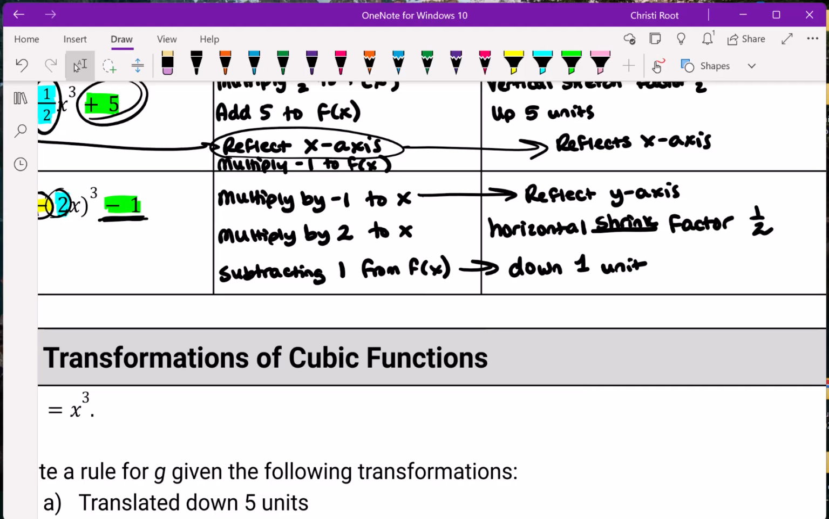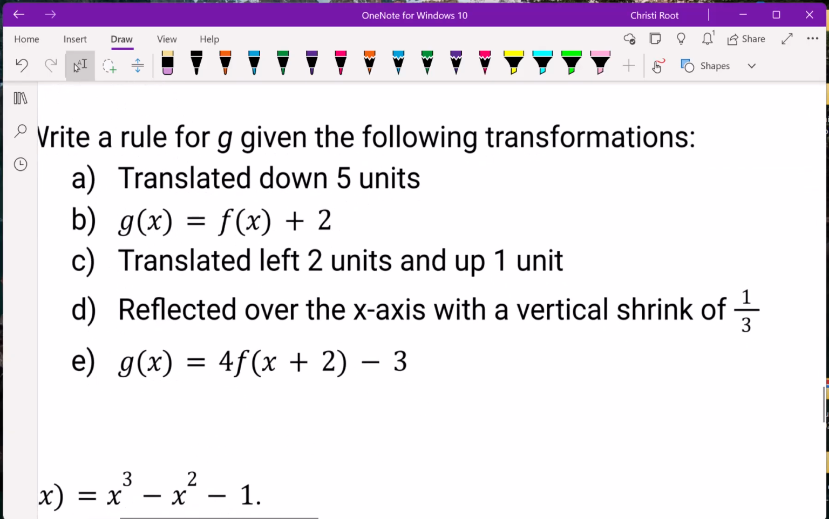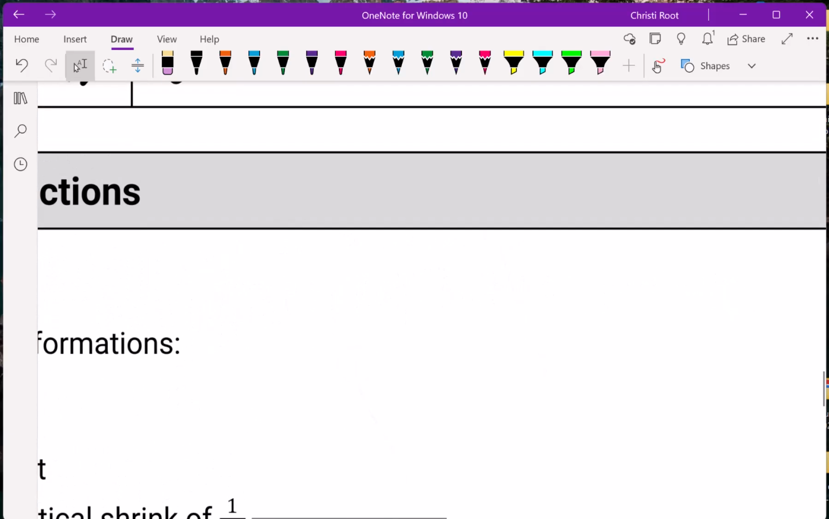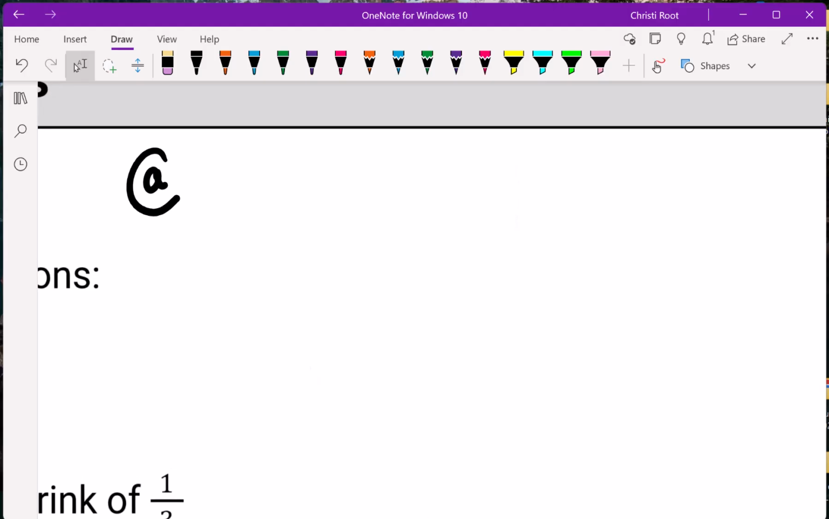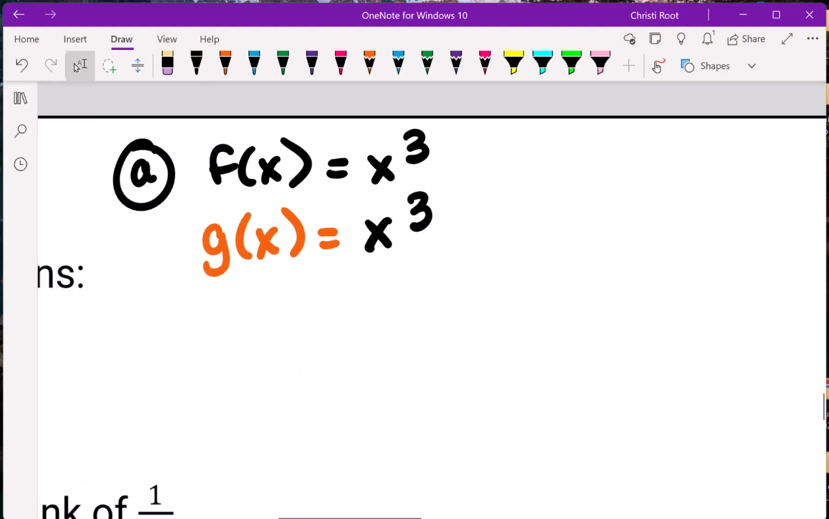Okay, it is a lot to remember. It really is. And I have to think about it. So now we're going to go backwards. Starting with A, we want to translate our parent function down 5 units. Okay, so we're all going to start by writing the parent function. And then underneath it, we're going to change it, just like we did on Desmos earlier. So what would I need to do if I want to make this thing move down 5 units? Just -5. Yep.